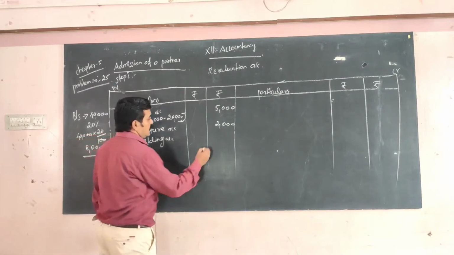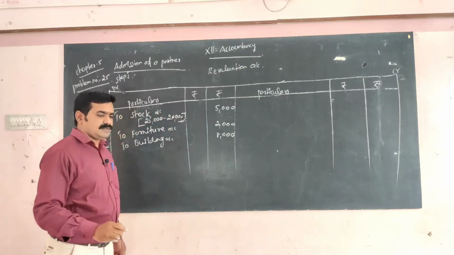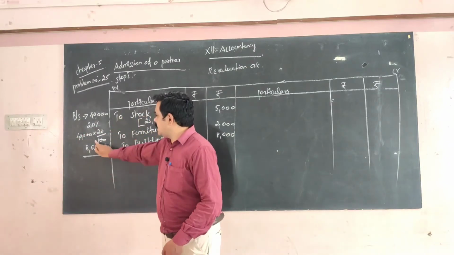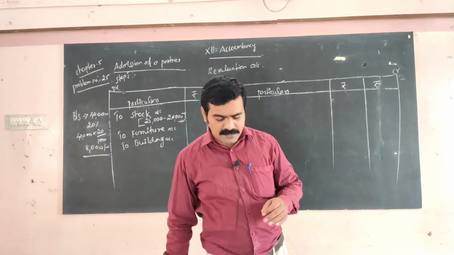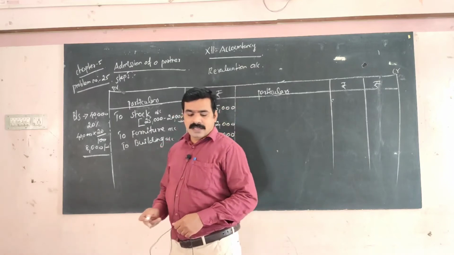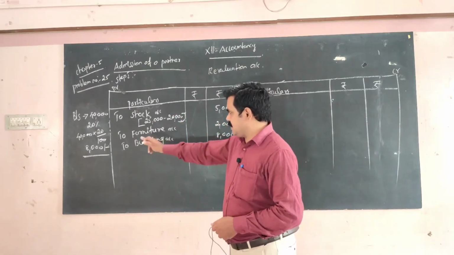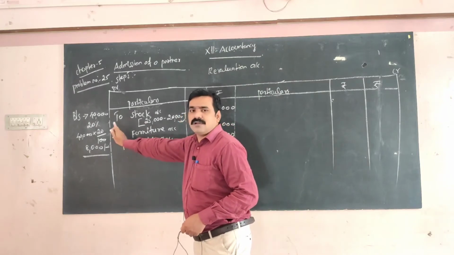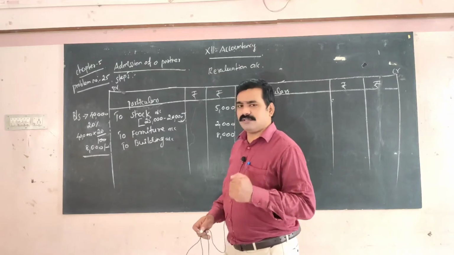Okay, so 8,000. So 40,000 in your balance sheet, it is given. Go through your problem, problem 25, page number 179. In your balance sheet it is given, the building is 40,000. The depreciated value is 20%, so 40,000 into 20 divided by 100. So 8,000 is the amount.